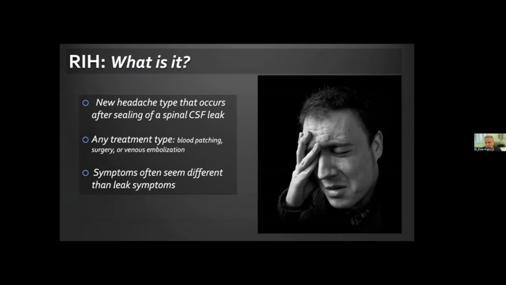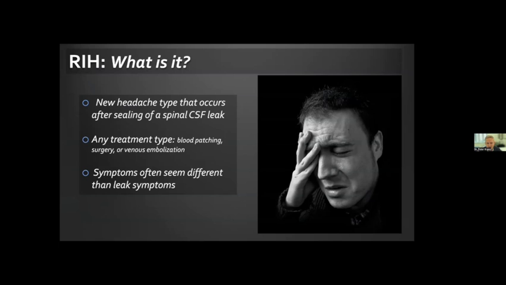So getting started, what is rebound intracranial hypertension? Well, this is a type of headache that occurs after treatment for or sealing of a spinal CSF leak. And it can occur with any treatment type. So originally this was recognized with regard to epidural blood patching.